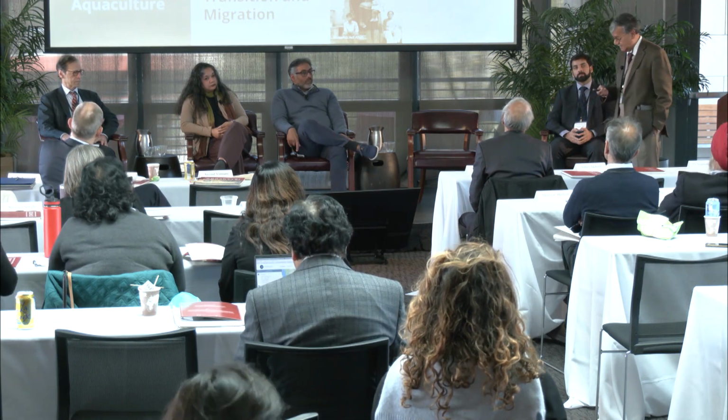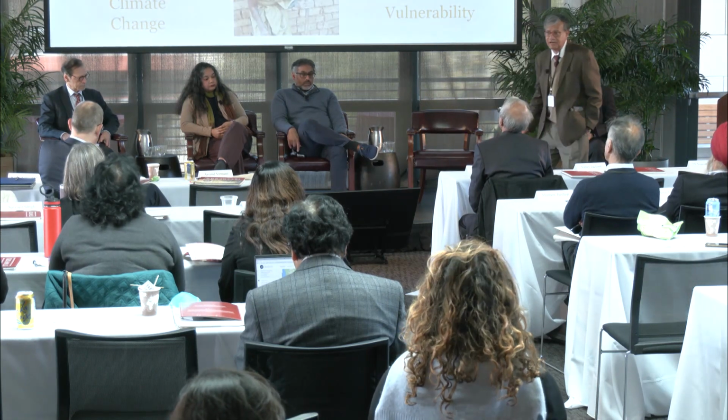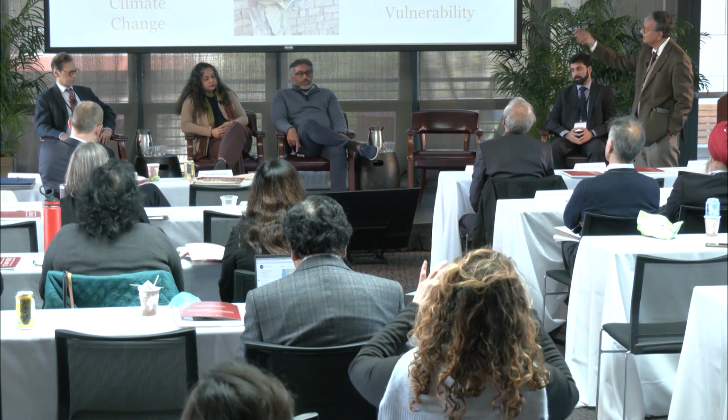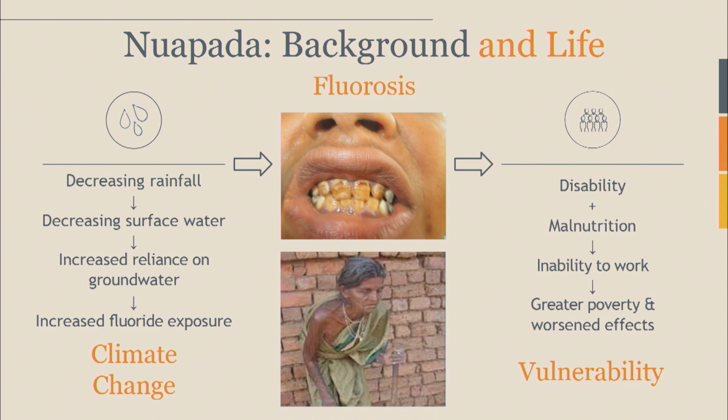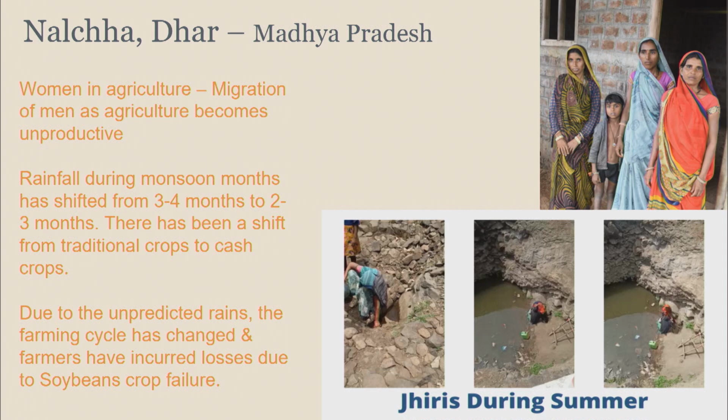If I take you to another village, Naupara, you have this whole problem of decreasing rainfall leading to decreased surface water, increased reliance on groundwater, fluoride, and the kinds of vulnerabilities that gives you. So you really have a situation where climate is already making an impact in people's lives, and this is the process by which we try to map out the vulnerability in different ways.